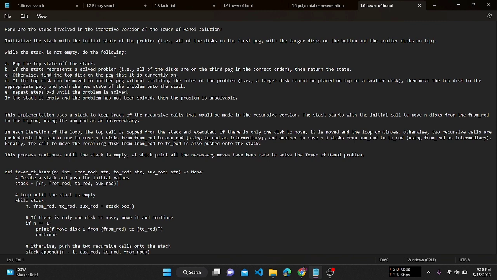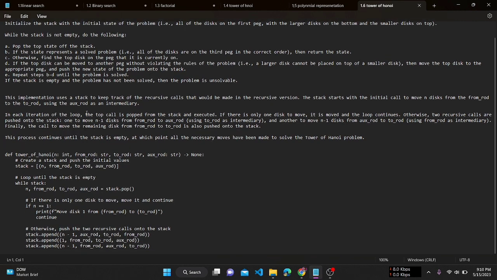This implementation uses a stack to keep track of the recursive calls that would be made in the recursive version. The stack starts with the initial call to move n disks from the from rod to the to rod using the aux rod as an intermediary. In each iteration of the loop, the top call is popped from the stack and executed. If there is only one disk to move, it is moved and the loop continues.